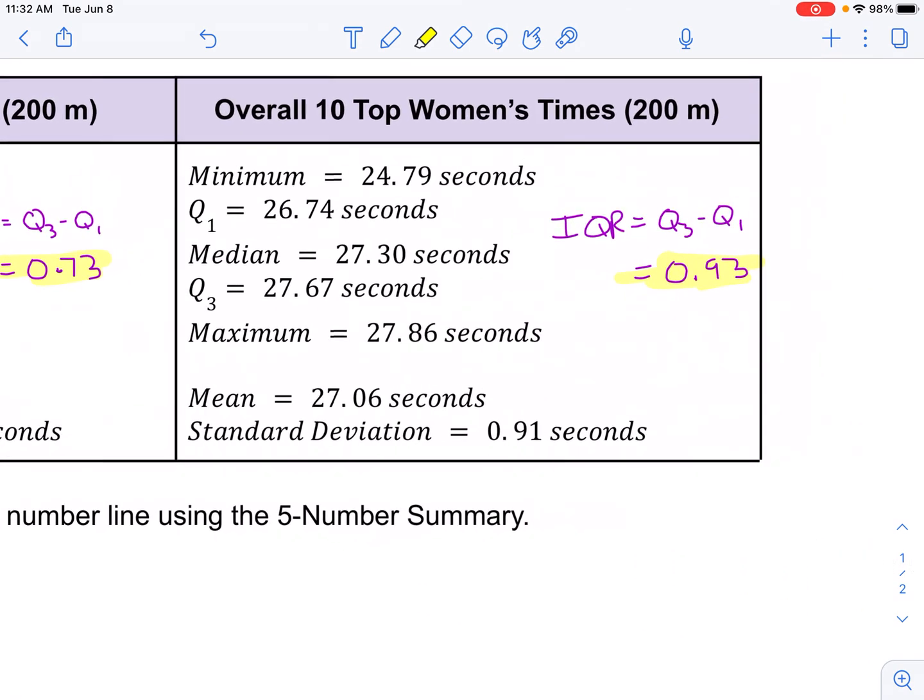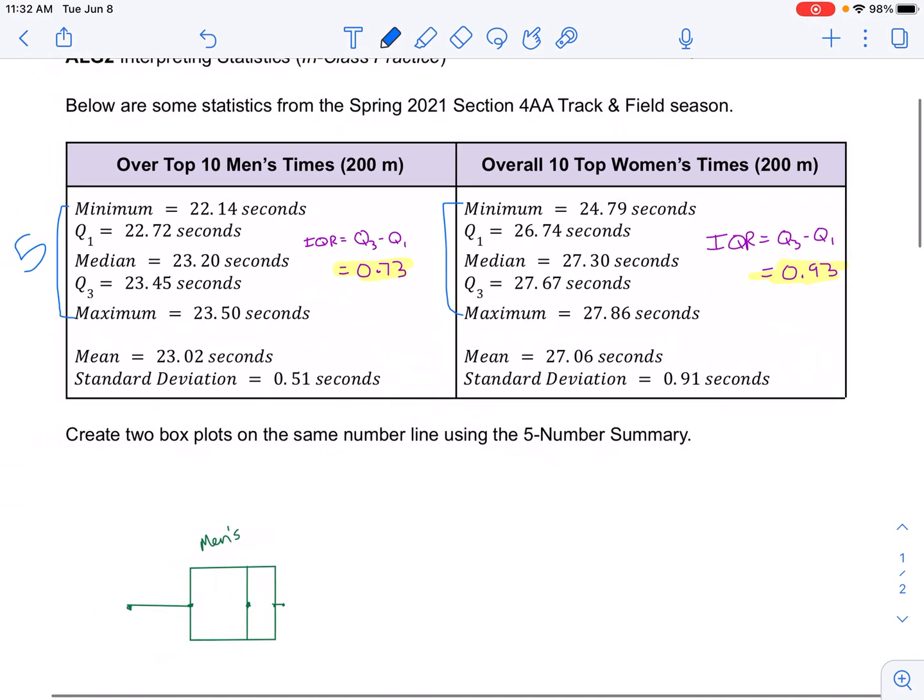And same thing over here for women's times. I have minimum, quartile 1, median, quartile 3, that's our 5-number summary, our mean, standard deviation, and then again our IQR, which is our interquartile range.